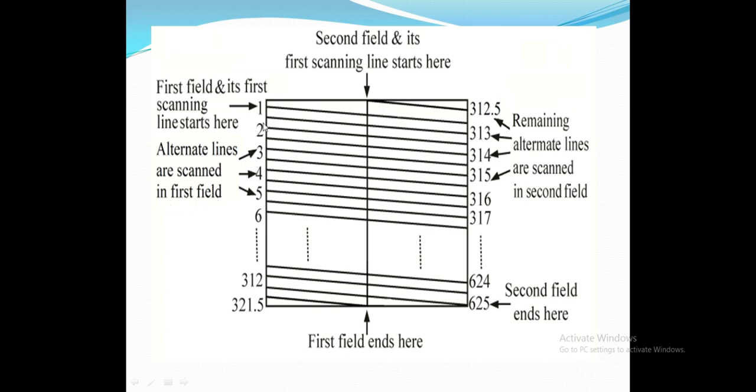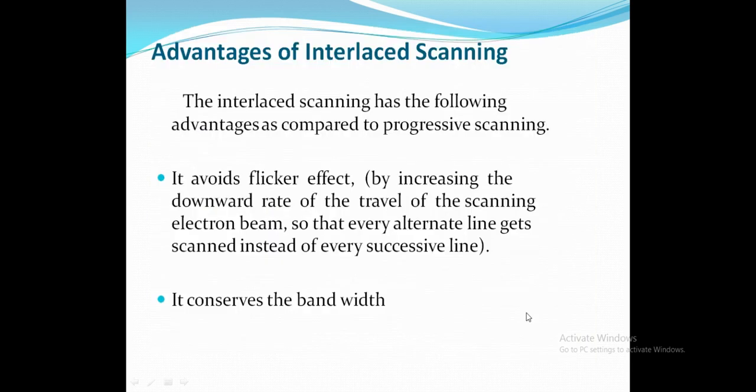Okay, that means 1, 3, 5 and so on. Then the remaining lines, that is 4, 6, 8 and so on, they will be scanned next time. So the first field ends here. Okay. After that the second field will start. So the remaining alternate lines are scanned in the second field. Okay. So here the second field will end here. So this is about interlaced scanning.